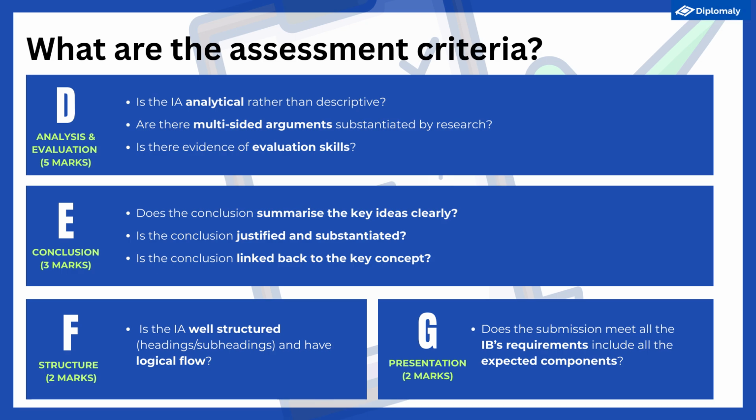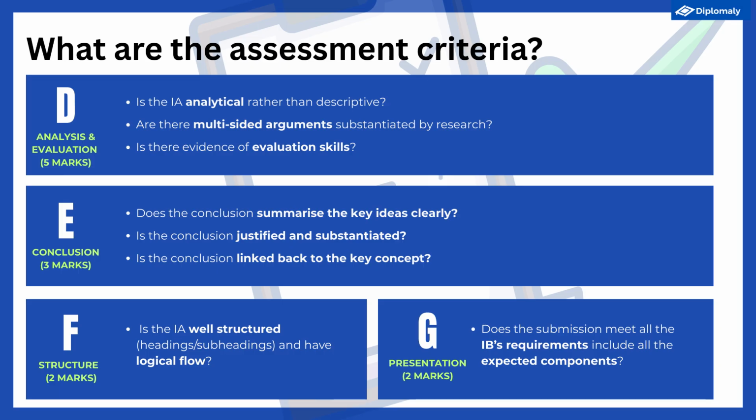Criterion E has to do with the conclusion, which is worth 3 marks. Examiners are looking for your ability to clearly and succinctly summarize the main ideas in your IA, your ability to justify and substantiate your conclusion, and your ability to link your conclusion to the key concept.